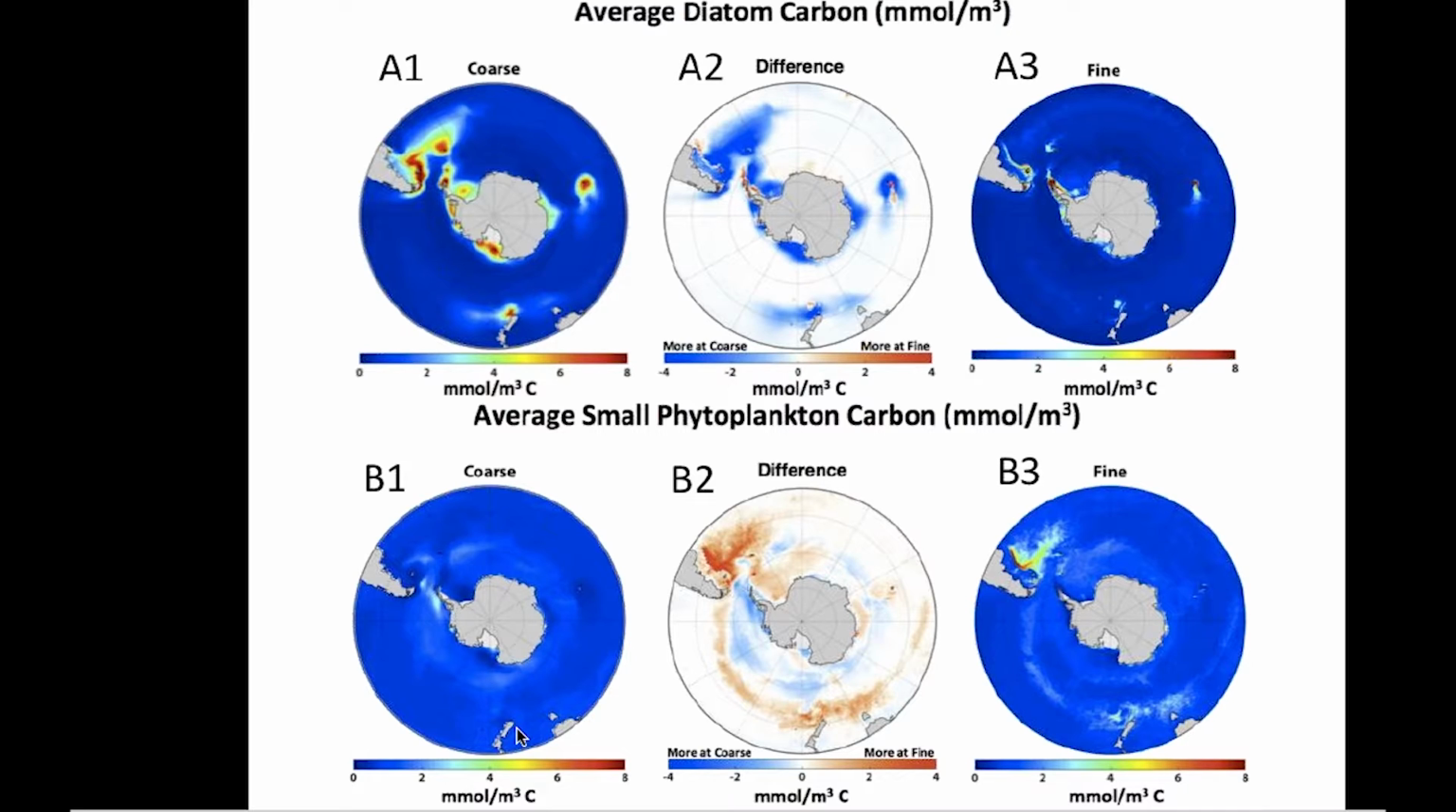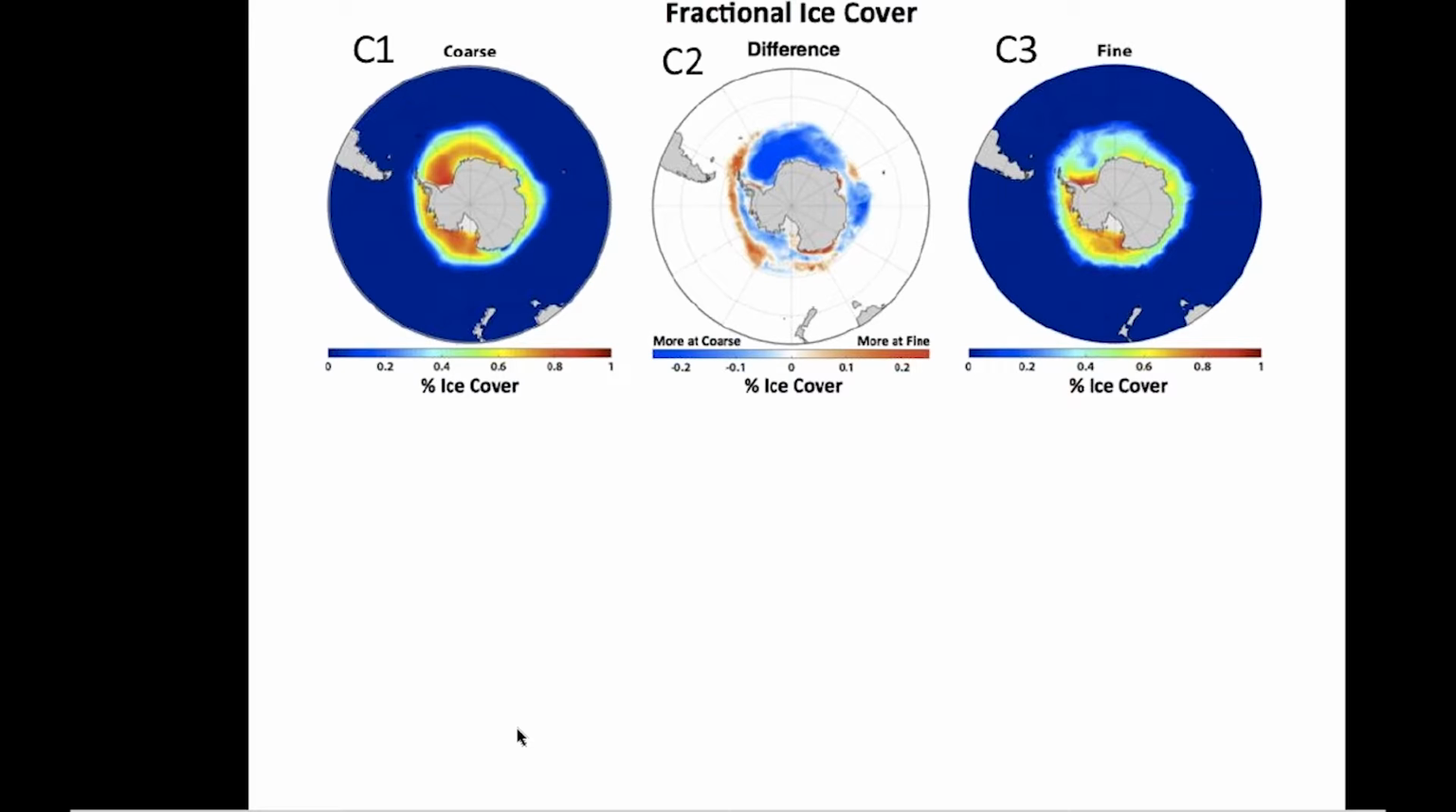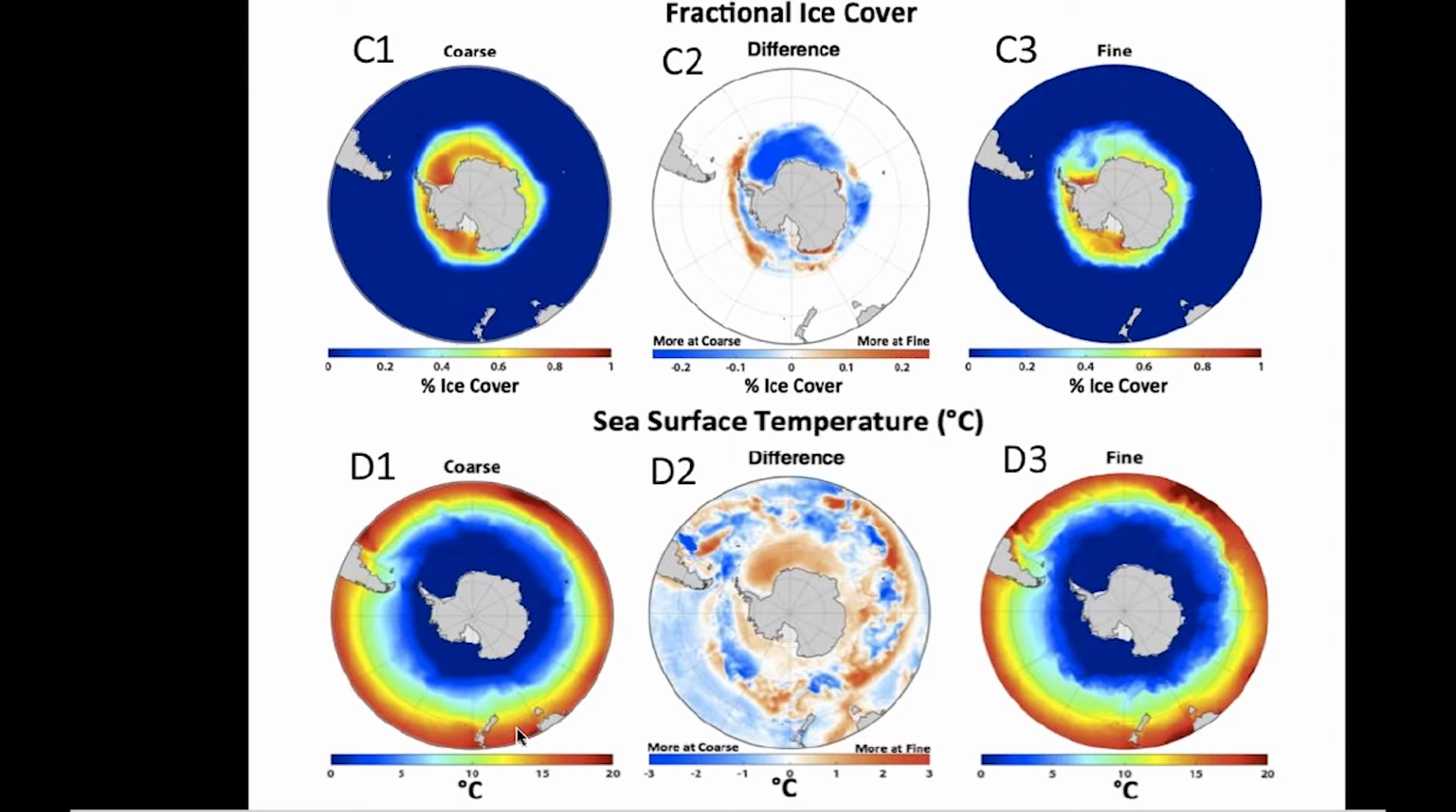And I want to point out in the Patagonian shelf that in the fine resolution, diatoms are occurring around this smaller island and up this filament. And also in the fine resolution, small phytoplankton are occurring all along the Patagonian shelf and not where the diatoms occur. So this is a beautiful example of phytoplankton biogeography where they fit like puzzle pieces, as diatoms are growing where small phytoplankton aren't. So we also looked at fractional ice cover and sea surface temperature.